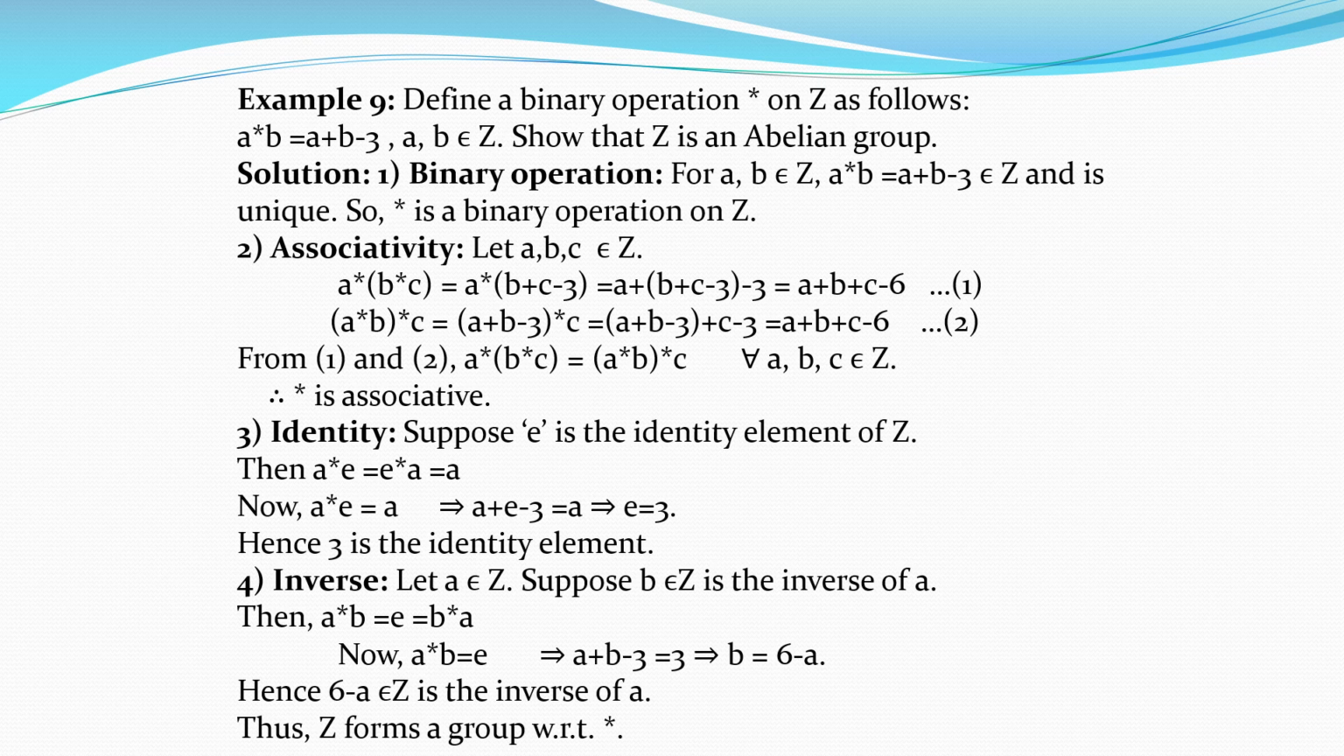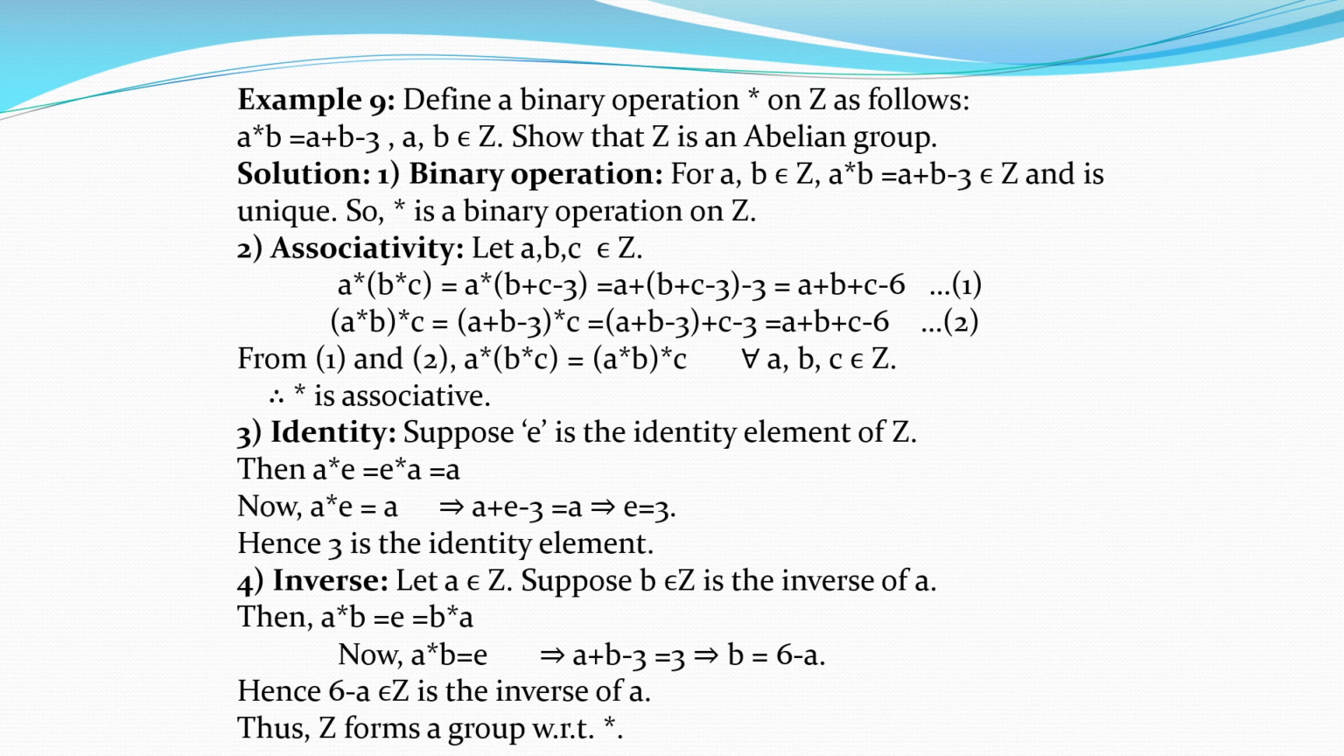Now see the next example. Define a binary operation star on Z as follows: A star B equal to A plus B minus 3, where A, B belong to Z, meaning A and B are integers. Show that Z is an abelian group. Now first we show that Z is a group. To prove that it is a group, we show that star is a binary operation, star is associative on Z, the identity element exists, and an inverse exists for every element in Z.